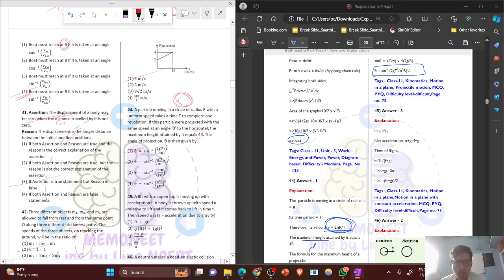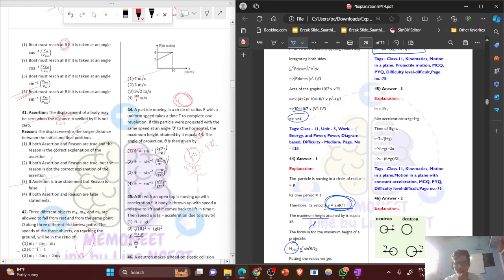First, calculate the velocity. Use the velocity in this equation, H max equals 4r. Put the value of H max equals u square sine square theta by 2g here, and then calculate sine theta, and thus theta.